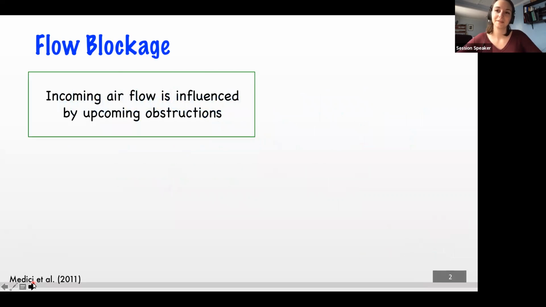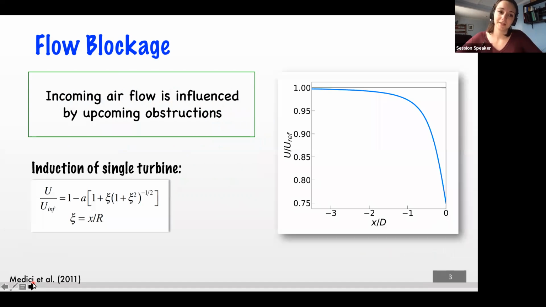There we go. So what is flow blockage? Well, one might like to assume that when a turbine receives wind, that it is undisturbed. Well, this is not necessarily the case. Incoming airflow can actually be influenced by the upcoming obstruction. And this has been shown, and this theory presented by Mendici et al.